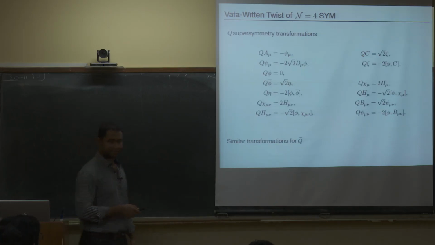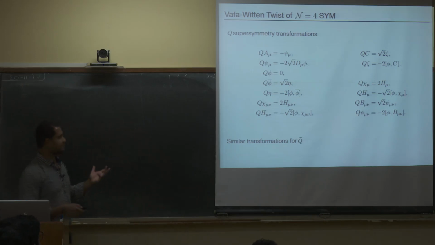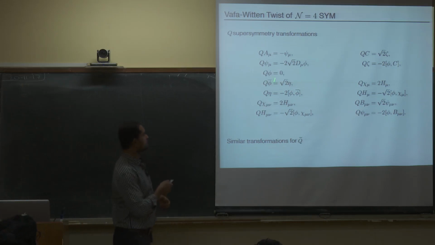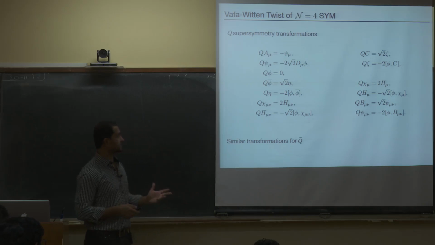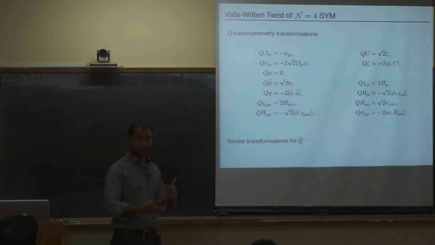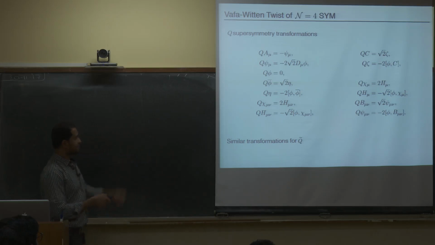Now there are Q supersymmetry transformations, the twisted supersymmetry transformations, and they take this particular form. Q acting on A mu is psi mu, where A is the connection and psi mu is a one-form fermion. Then Q on psi mu is d mu phi. Then Q squared on A mu is d mu phi, so it closes up to a gauge transformation by phi. Similarly for other fields.